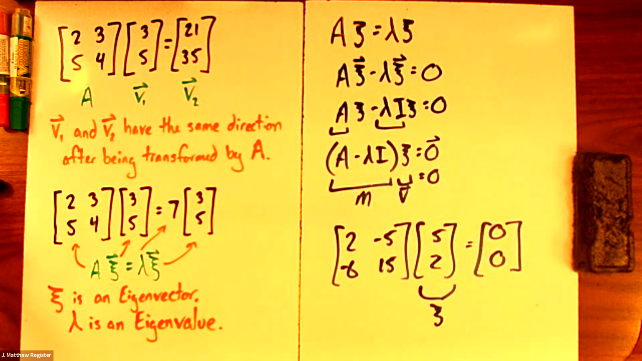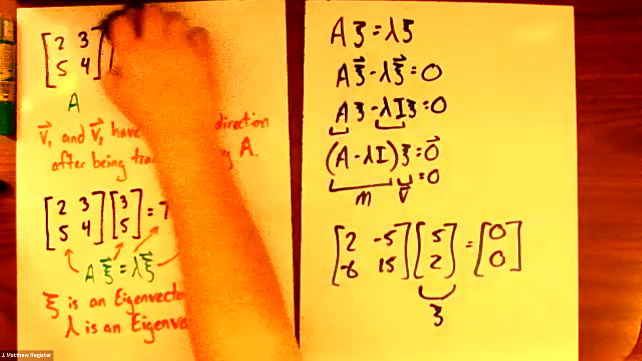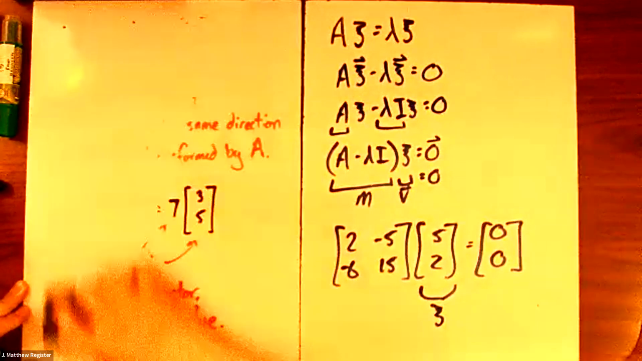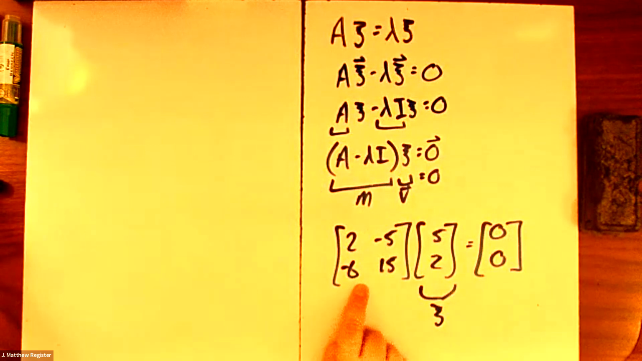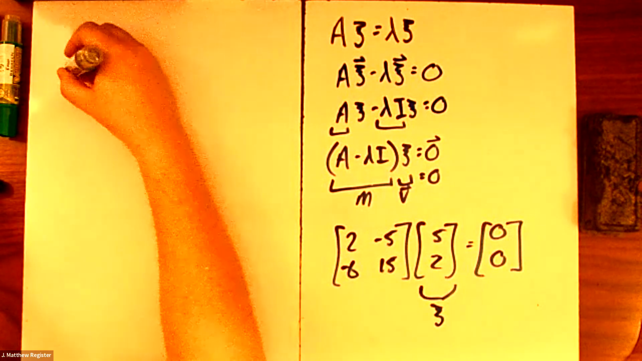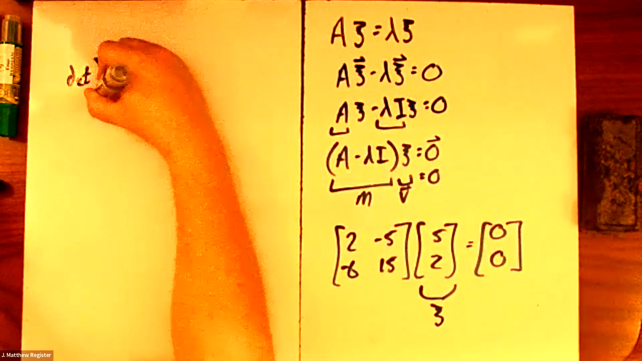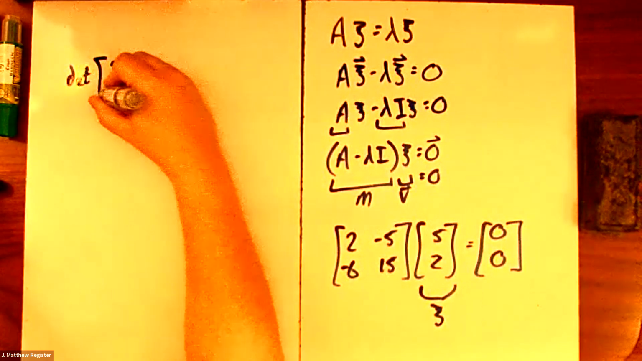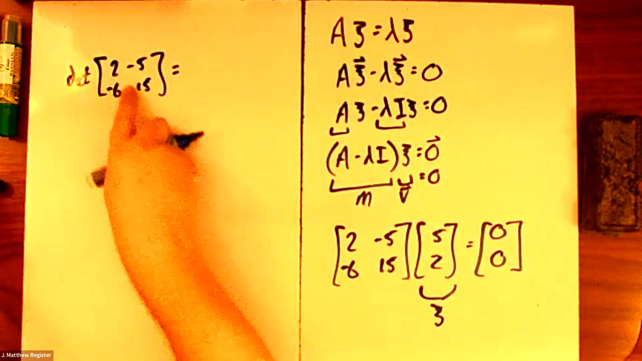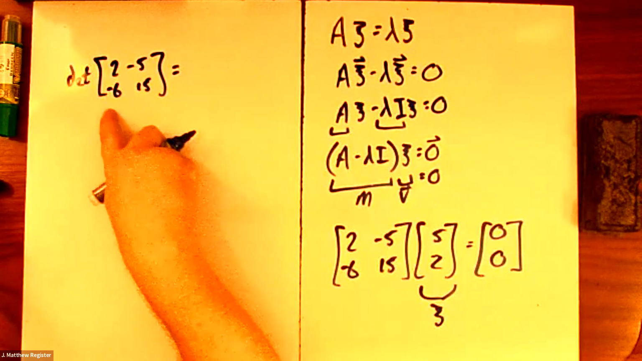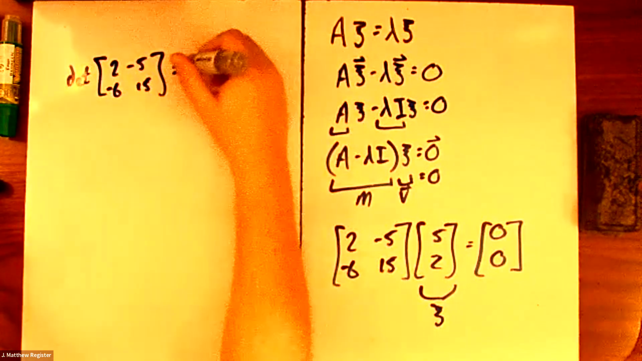And so what makes this thing so special? What is so special about this matrix that makes it so that we can multiply and get this 0? And it turns out it all has to do with the determinant. If we look at this matrix and we wanted to find the determinant of 2, negative 5, negative 6, 15, well, 2 times 15 is 30, minus 30 gives us 0.